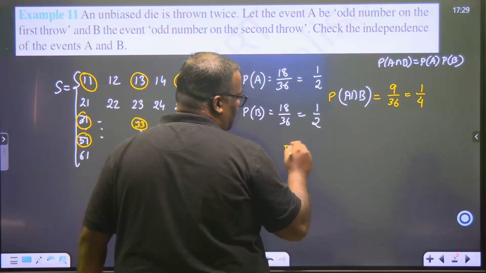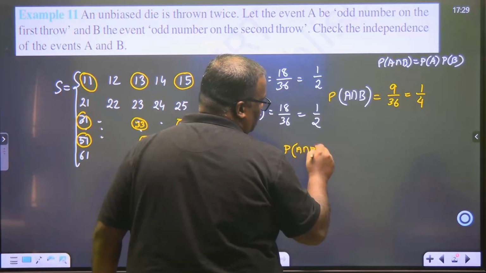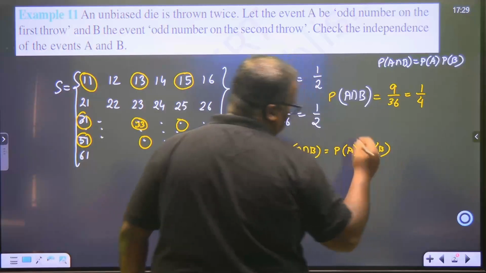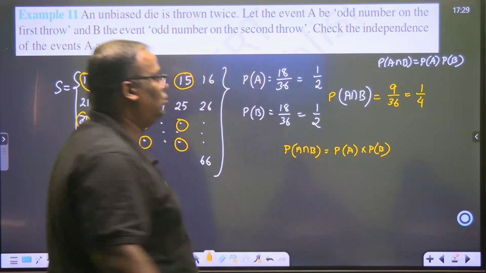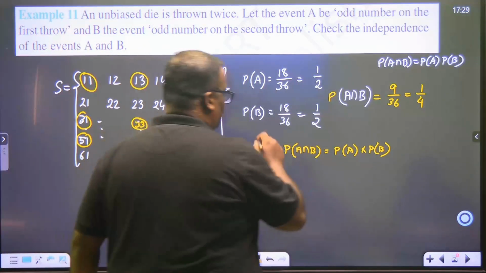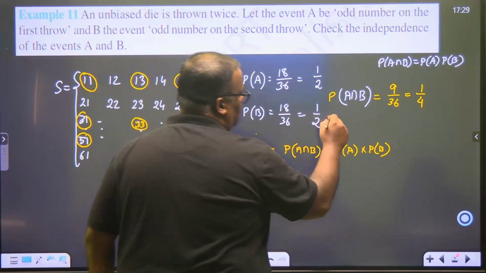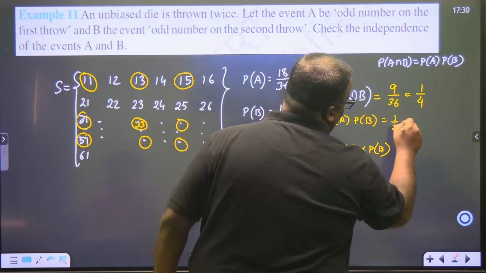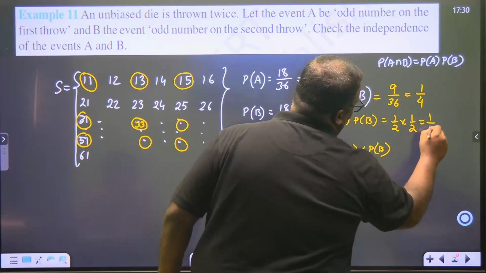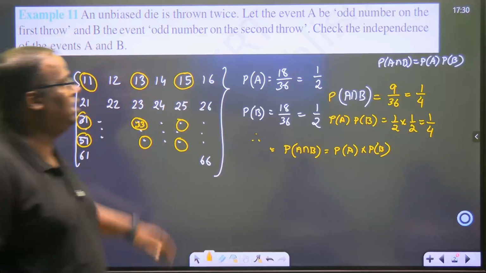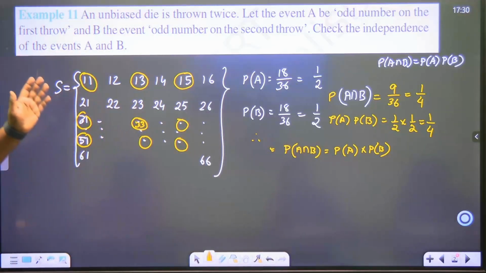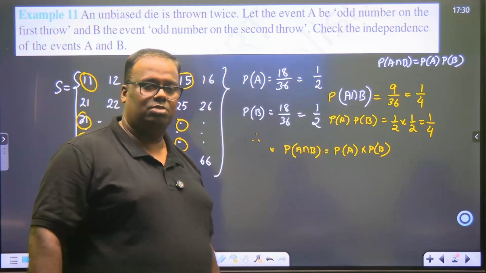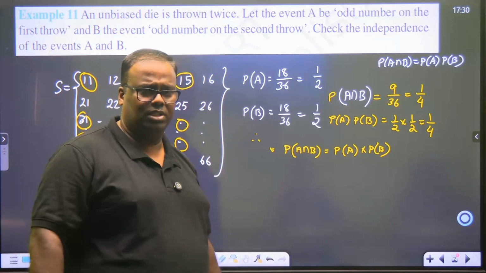You can establish that P of A intersection B is equal to P of A multiplied by P of B, in this case, where half into half is equal to 1/4. Therefore, you can write this. Here you can write a line, PA into PB, which is equal to half multiplied by half, which is equal to 1/4. And therefore, you have established this. They are saying check the independence of the two events. We write and we say that the two events are independent. Samajh mein aaya? Easy stuff, nothing so great.